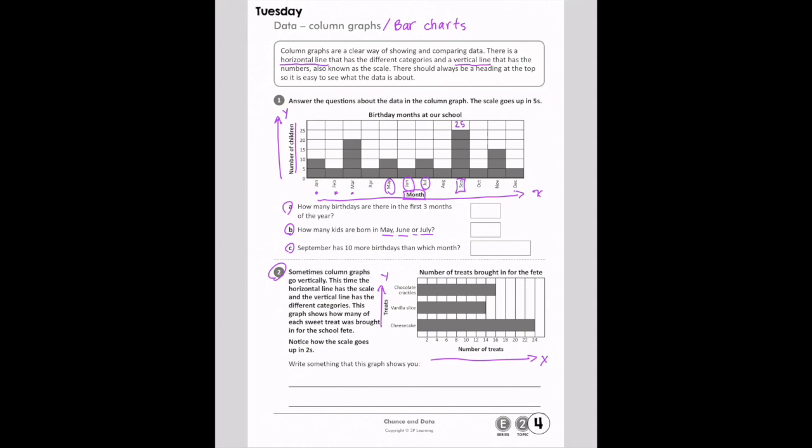This graph shows us how many of each sweet treat was brought in for the school fair. Notice how the scale goes by twos: 2, 4, 6, 8, 10, 12, 14, 16, 18, 20, 22, 24. It doesn't ask you a specific question, but I'd like you to write something that this graph shows you. If you read this graph, what information could you get from it?